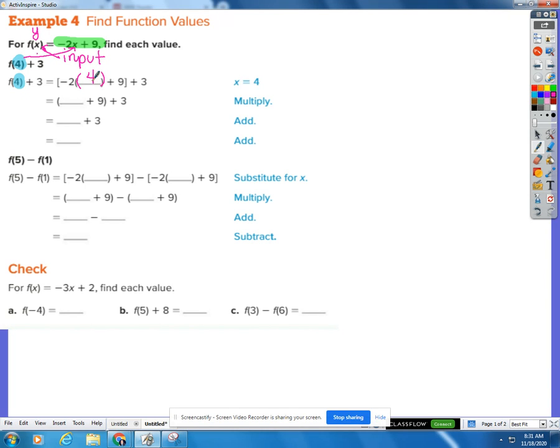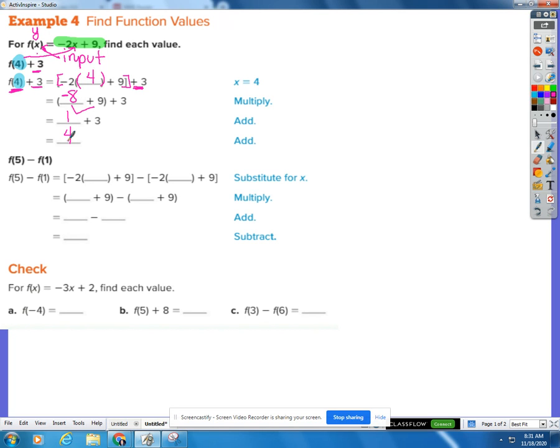So negative 2 times 4 plus 9 is that expression. We have that additional plus 3 that gets added on. Negative 2 times 4 is negative 8. Negative 8 plus 9. So we're doing this entire function of f of 4, getting that answer, and then adding the 3. So we do have to use order of operations.